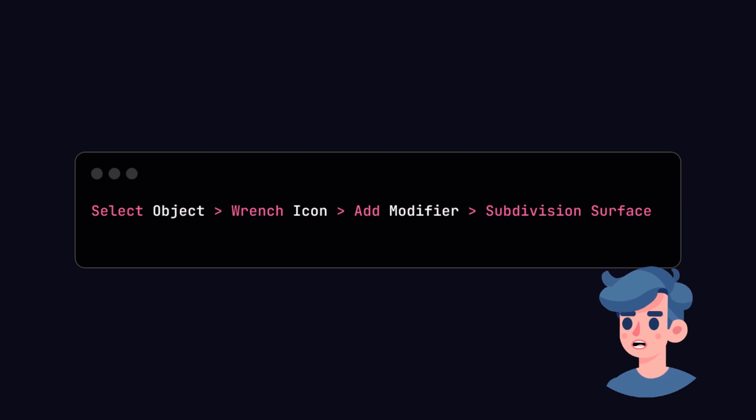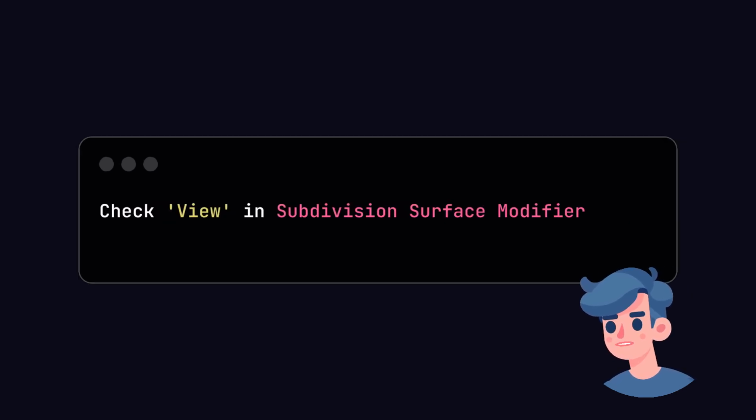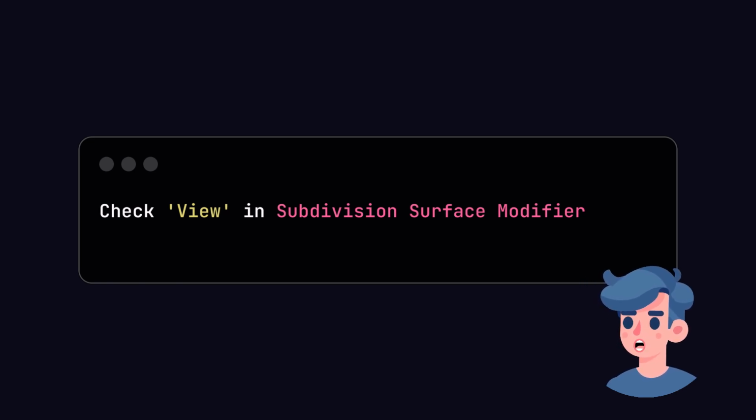Now, let's smooth the shape out. Return to Object mode by pressing Tab again. With the object selected, go to the Modifiers panel, wrench icon, in the Properties panel. Add a Subdivision Surface modifier to smooth out your model. To see the smooth version in the viewport, check the box labeled View under the modifier. You can adjust the levels of subdivisions to increase or decrease smoothness.